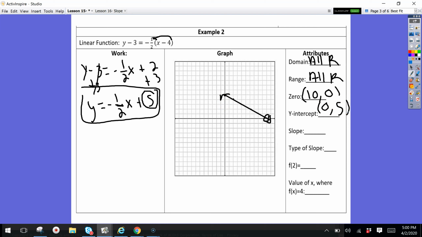The slope is, it goes down 1. Let's go ahead and show that here on the picture. So down 1 over 2. So it's negative 1/2. This is a negative slope because the line is going down.